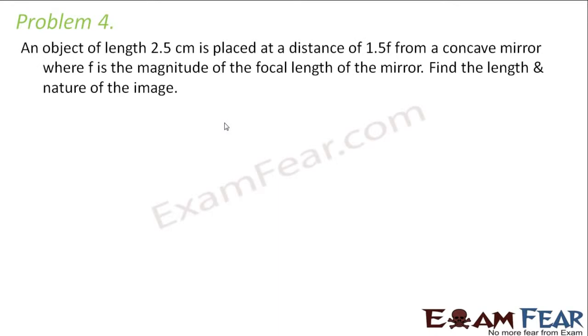Right? So now let us look at the fourth problem, which states that an object of length 2.5 centimeters is placed at a distance of 1.5 f from a concave mirror, where f is the magnitude of the focal length of the mirror. Find the length and nature of the image. So let us have this concave mirror.